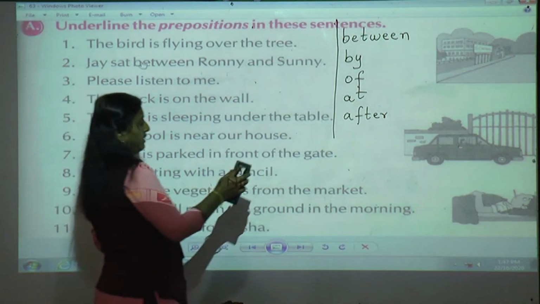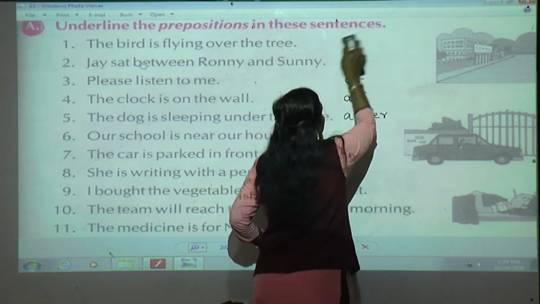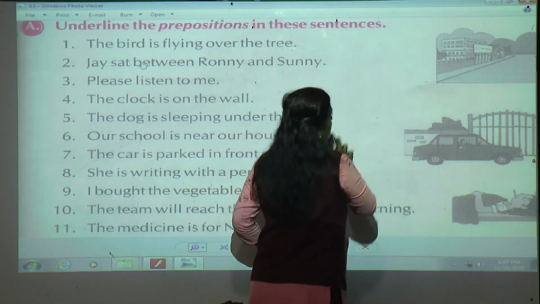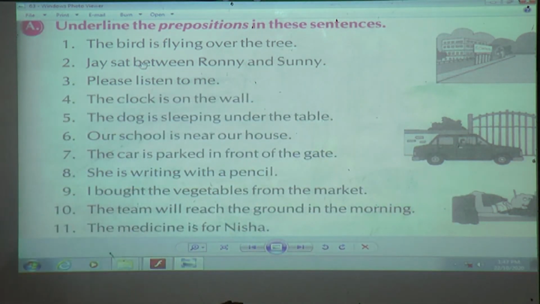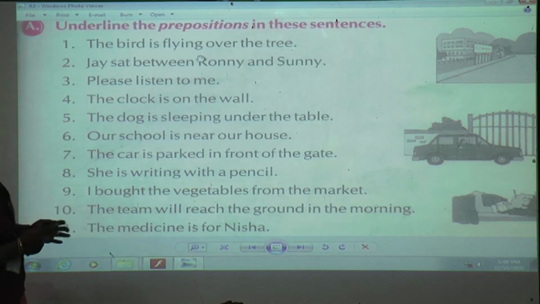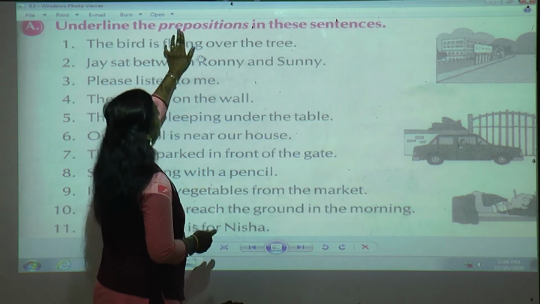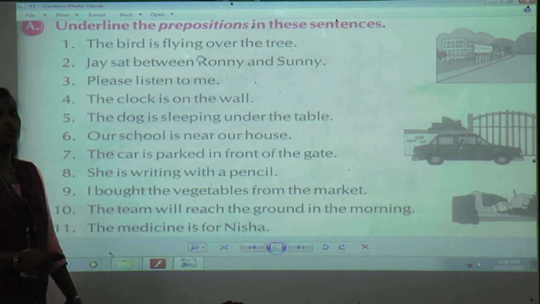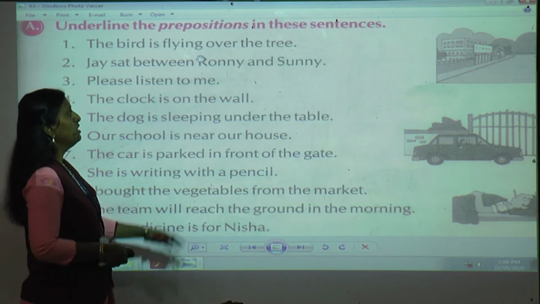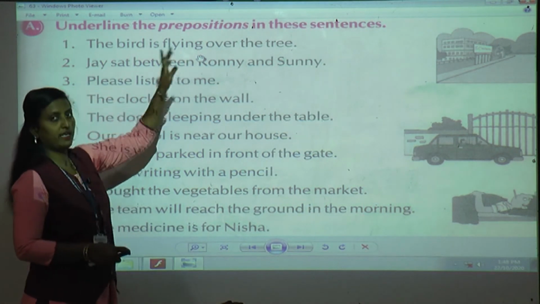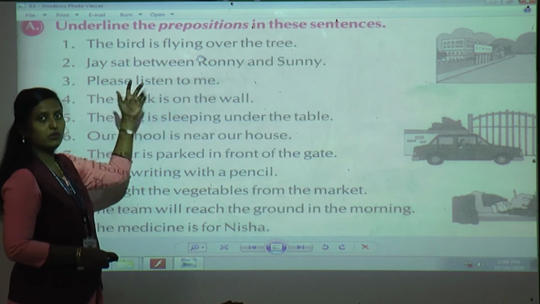Underline, exercise A. Are you ready, students, with pencil? Okay, I know many students are solving before me. Those who have understood can solve before, others will wait for me. Now first, the bird is flying over the tree. What you have to do is underline the preposition. Wherever you find a preposition, already you know 15 prepositions. You have to read the sentence and see which word relates one thing to another.